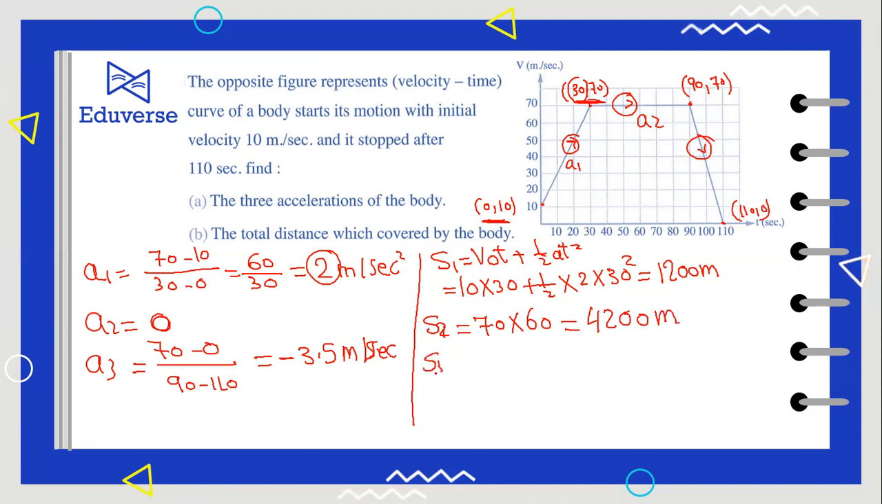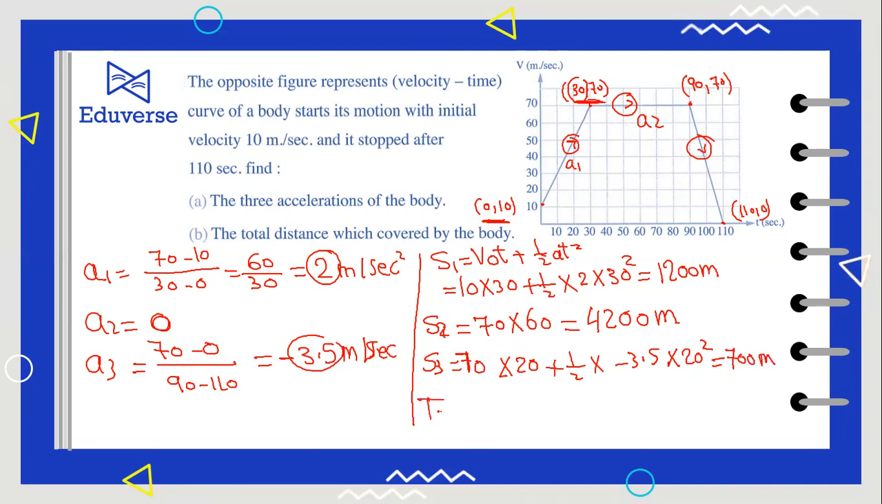The last stage, the distance covered in the last stage, is like the first one, v naught t plus half a t square. v naught here is 70. Start the third motion. So v naught is 70 multiplied by time, 20 seconds, plus half multiplied by the acceleration, which here is negative 3.5, multiplied by 20 square. It will be 700 meters.